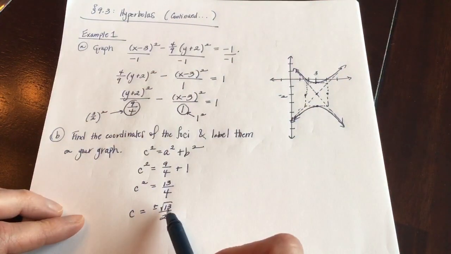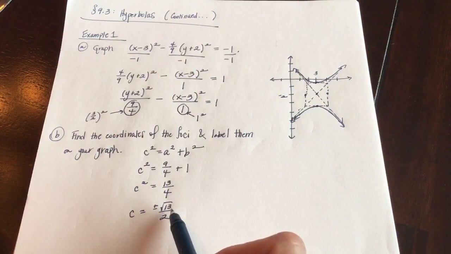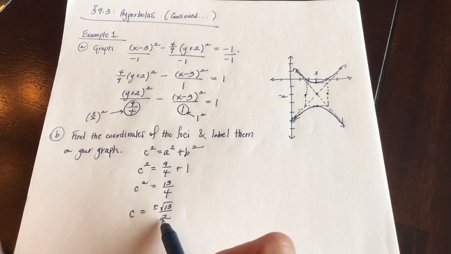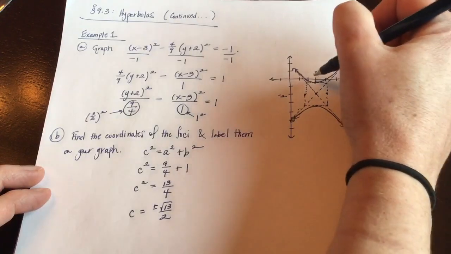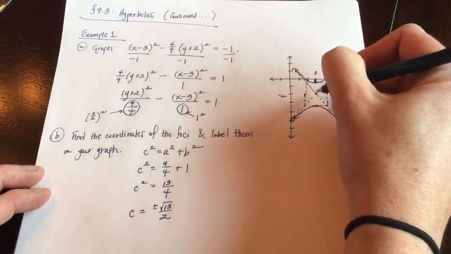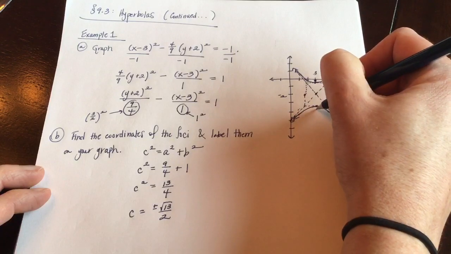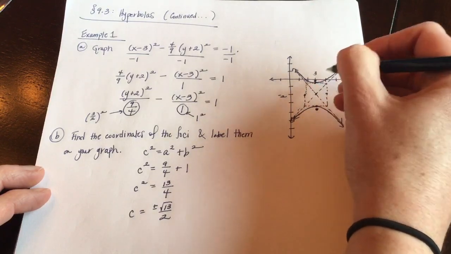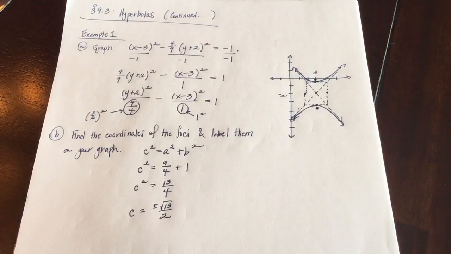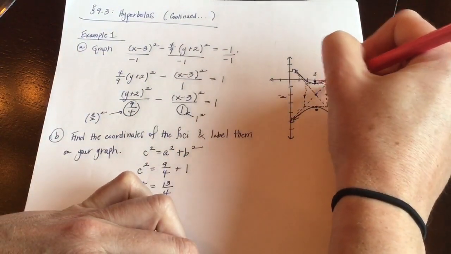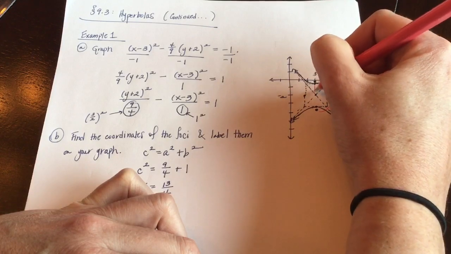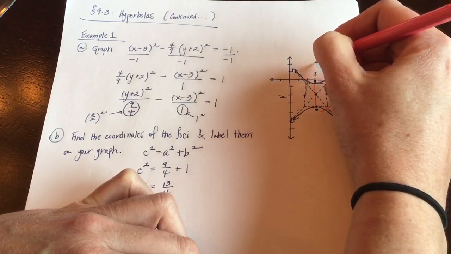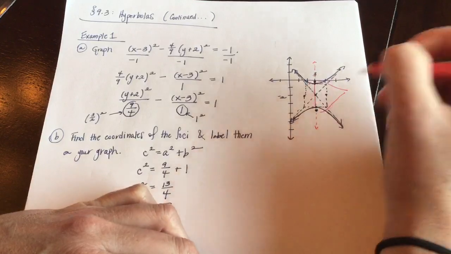So if I was to approximate this, let's see, what's square root 13? Is that between 3 and 4? Let's say it's like 3.6. Divided by 2, you have about 1.8. So we're going to go from your center up about 1.8 units, and from your center down about 1.8 units to your foci, okay? All right, so remember your foci are always on your transverse axis. That would be this guy right here, okay?